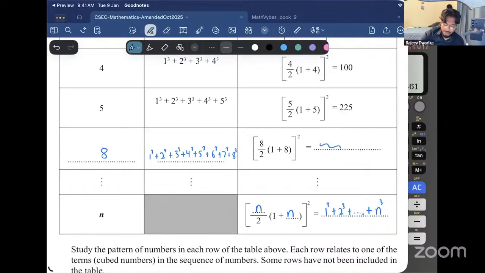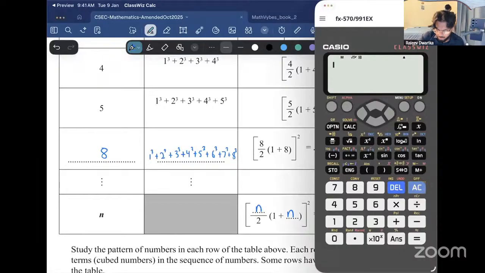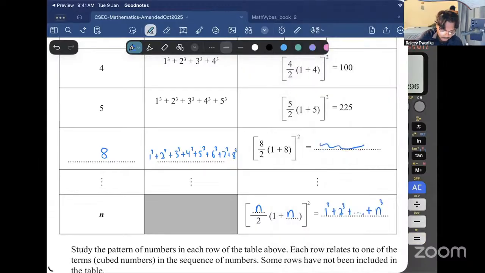And to figure out the actual number, we'll put that into our calculator. So 8 over 2 is 4. 1 plus 8 is 9. So that's going to be 4 by 9 is 36, and 36 squared is 1,296. You can verify that.